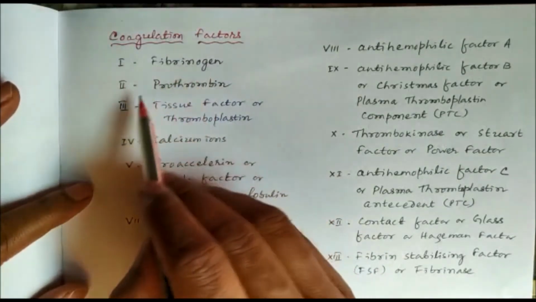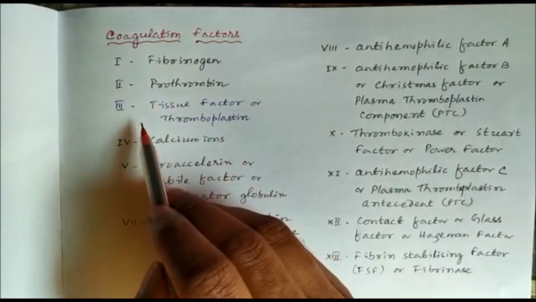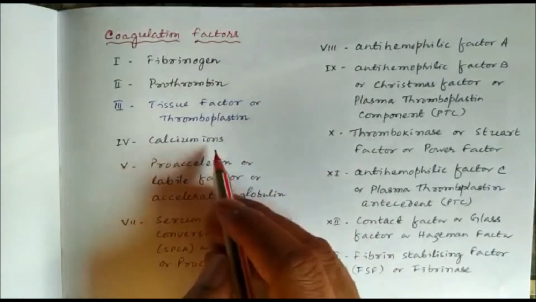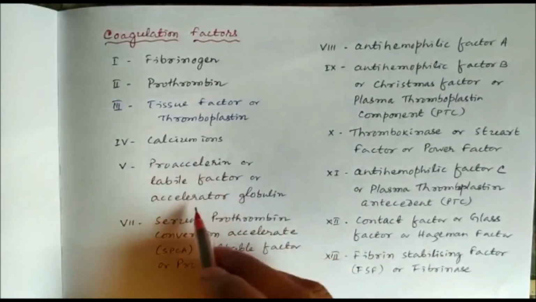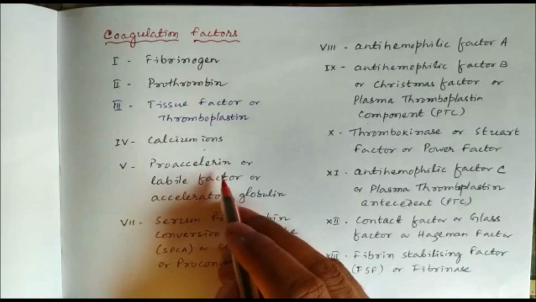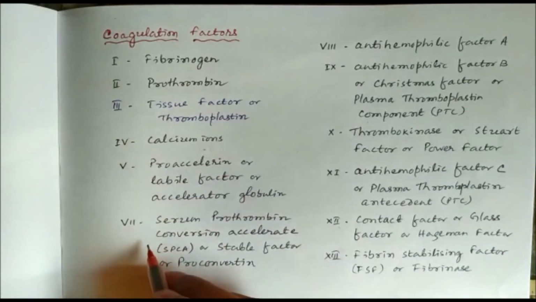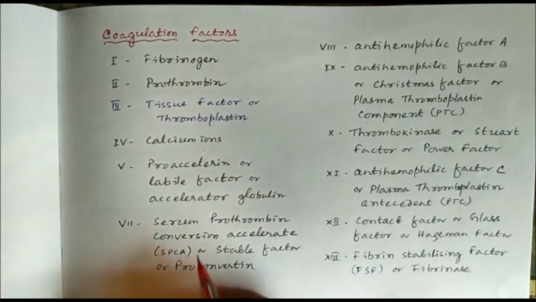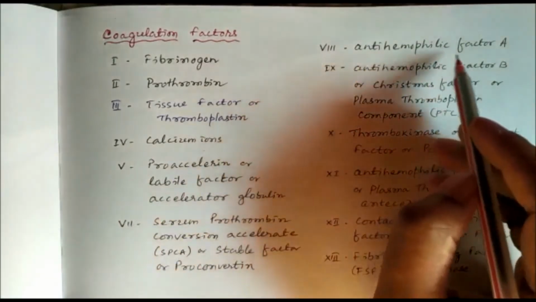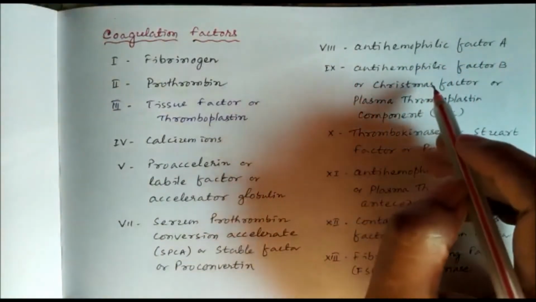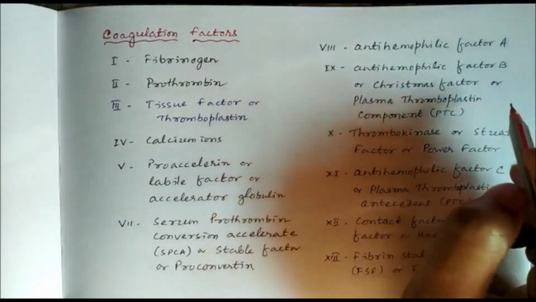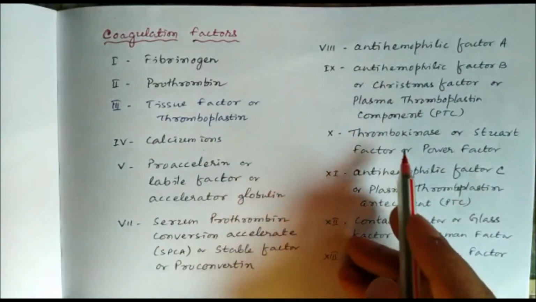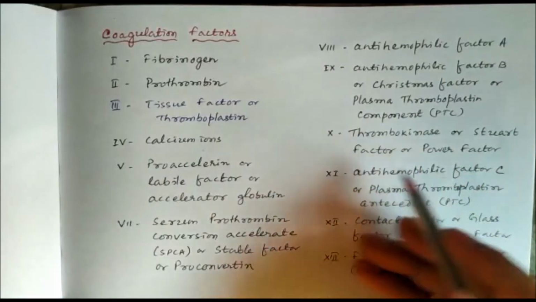Factor 1 is fibrinogen, factor 2 is prothrombin, factor 3 is the tissue factor or thromboplastin, factor 4 is calcium ion, factor 5 is accelerator globulin or proaccelerin or labile factor, factor 7 is serum prothrombin conversion accelerator or stable factor or proconvertin, factor 8 is antihemophilic factor A, factor 9 is antihemophilic factor B or Christmas factor or plasma thromboplastin component PTC. Factor 10 is thrombokinase or Stuart-Prower factor.